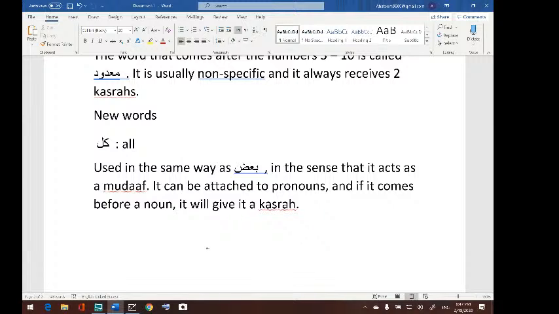Just like ba'du. Everyone remember ba'du, right? We went over this in great detail when we talked about ba'du. So just apply all the rules of ba'du to kullu. It can be attached to pronouns, and if it comes before a noun, it will give it a kasra. That's simply the rules of kullu. Now open your books.